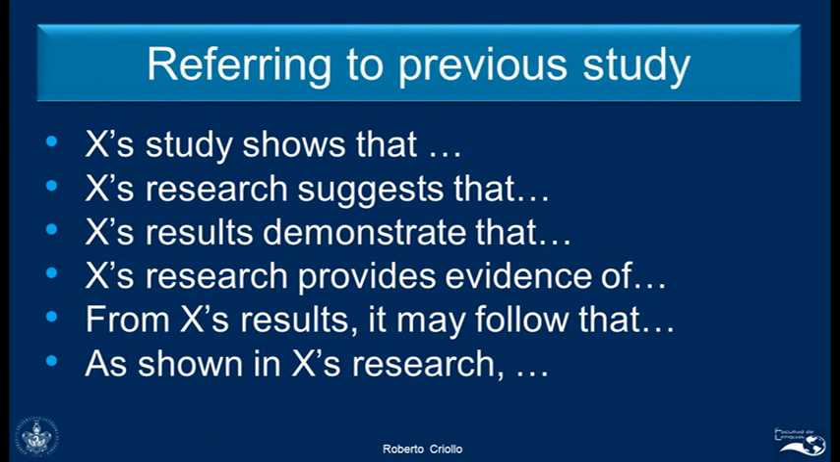And finally, I'm just going to give you some formulas that you can use to refer to previous studies when you're reporting research. So you can say X's study shows that, or X's research suggests that, or X's results demonstrate that, or X's research provides evidence of, or from X's results it may follow that, or as shown in X's research it follows that this and that. So these are some general considerations for writing a literature review. Of course, this is a summary.